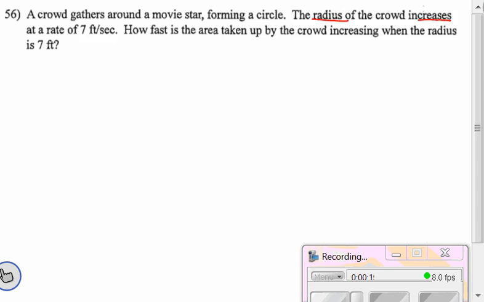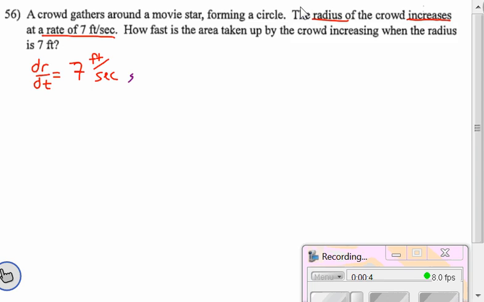So the radius is increasing at a rate. That's dr/dt, and it's 7 feet per second. If you look at that carefully, feet per second, time is on the bottom, seconds, feet is on the top, and they told you it was the radius. So that's a rate of change, okay? That's one thing they gave us.